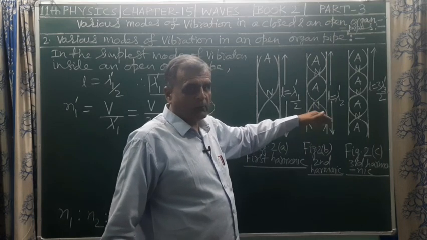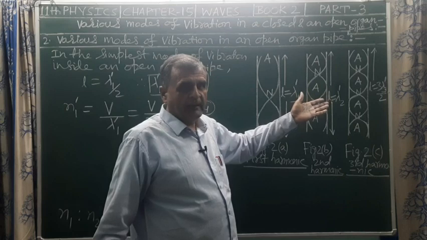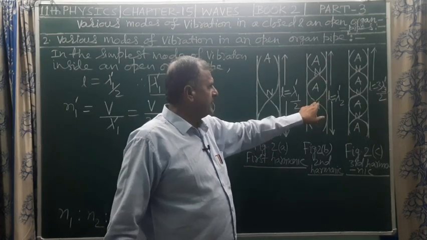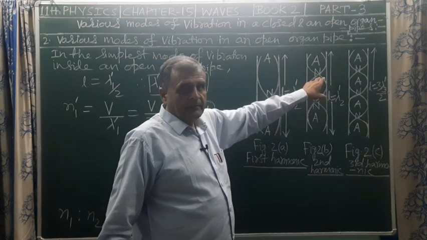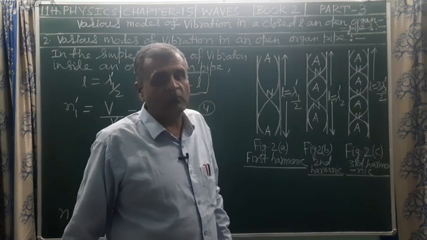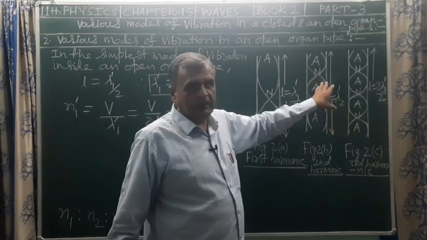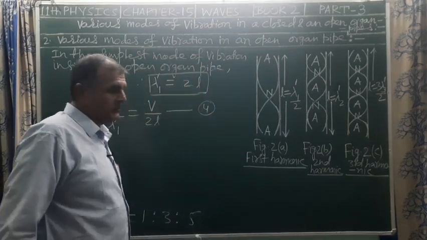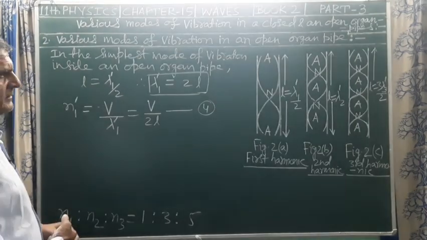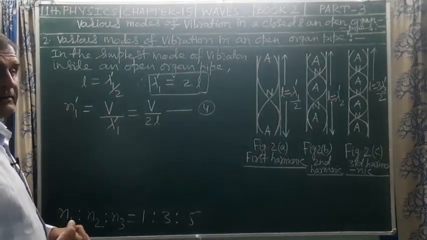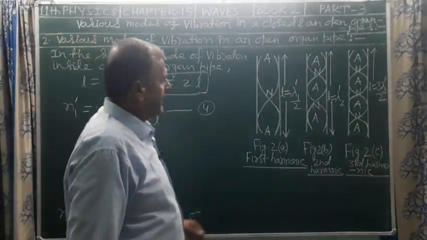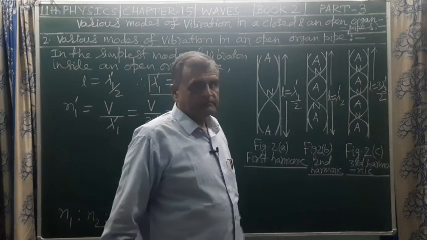So λ2'/4 plus λ2'/4 is λ2'/2, and the distance between two nodes inside the open organ pipe is λ2'/2. So λ2'/2 plus λ2'/2 is λ2'. So the length of the tube in the case of the second mode of vibration, in which two nodes and three antinodes are formed, is L equals λ2'.